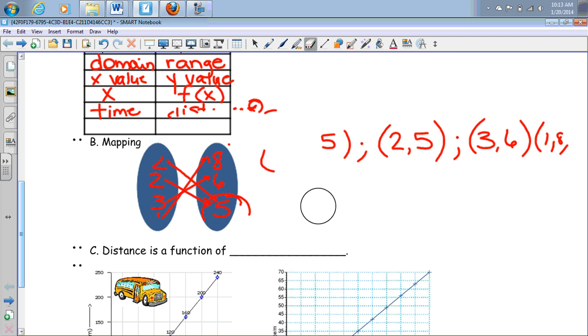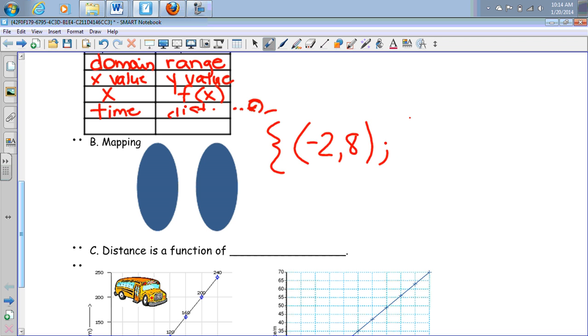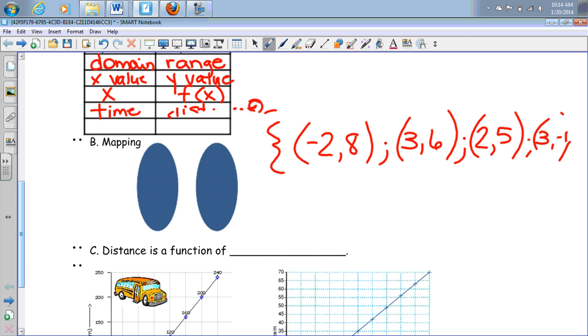All right, let's look at another example. One more here for mapping. Negative 2, 8. 3, 6. 2, 5. 3, negative 1. Domain, range. Negative 2, 3, 2. 3 is already there. 8, 6, 5, negative 1.